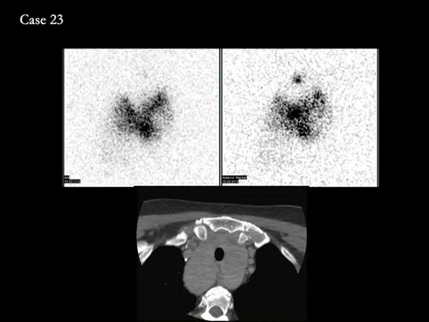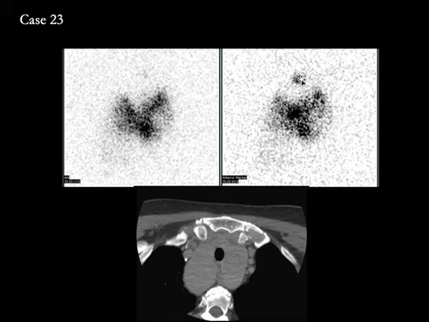Last case for this teaching file, case number 23. Here we have two images from an I-123 uptake and scan. The image on the left shows heterogeneous uptake in both lobes of thyroid. The image on the right is with the markers. Here's one of the superior markers. The superior marker is typically placed at the thyroid cartilage, and the inferior marker is placed at the suprasternal notch.